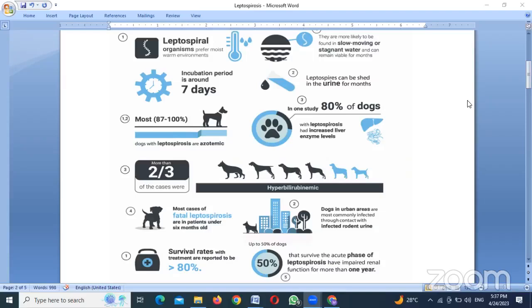It's Marathi. Okay, good. Three, sir. Online. In one study, 80% of dogs with leptospirosis had increased liver enzyme levels. So very good, Dr. Suman. Here is your answer. In one study, 80% of dogs with leptospirosis had increased liver enzyme levels. So this is the mention of one research, one study.